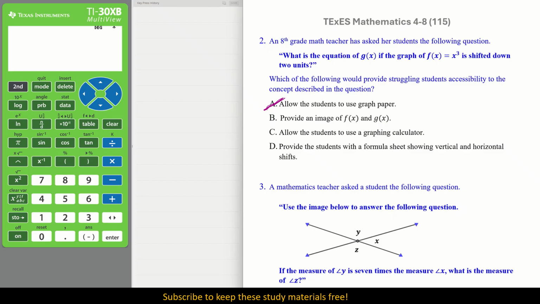Okay, so that doesn't help your struggler. All it does is help the connection for the ones that have mostly got it anyway. So that's not going to work for me. Let's see what C says. Allow the students to use a graphing calculator.